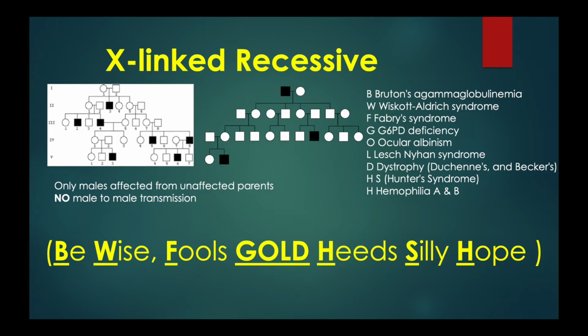X-linked recessive. This is the mnemonic: Be Wise, Fool's Gold, Heed Silly Hope. Again, Bruton's, Wiskott-Aldrich, Fabry's, G6PD, ocular albinism, Lesch-Nyhan, and so on.